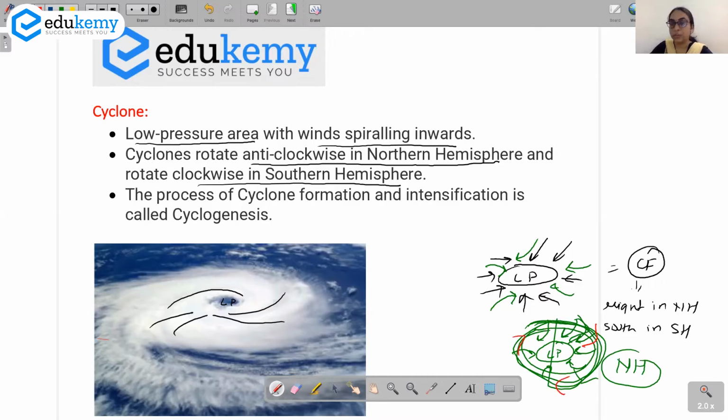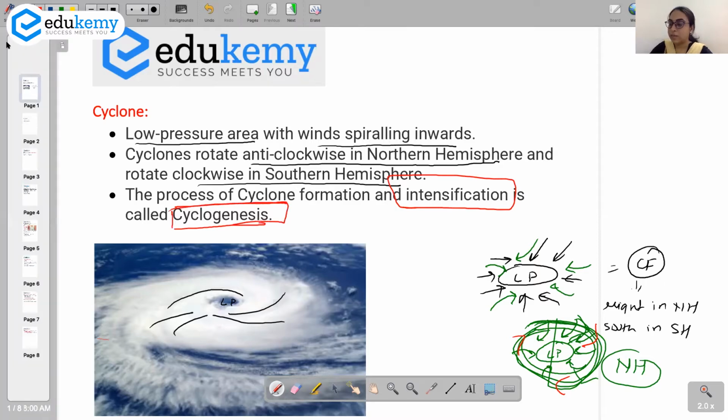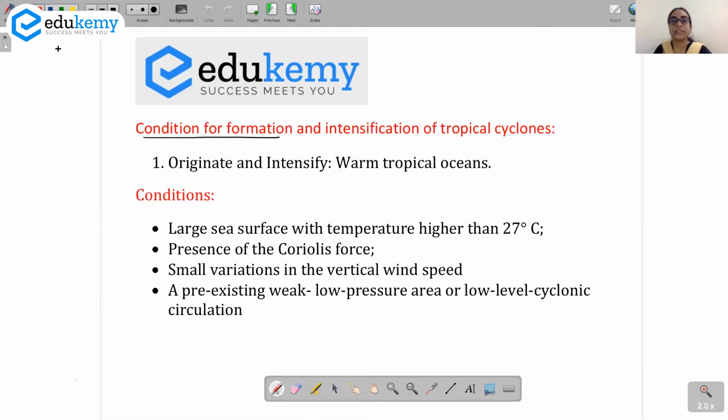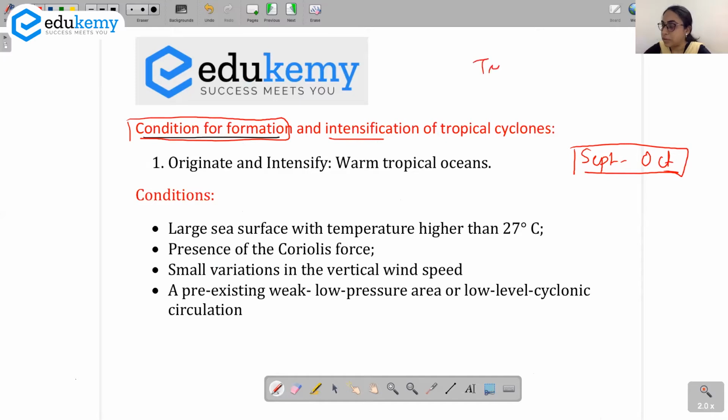The process of the formation of the cyclone and the intensification, increase in the strength, is known as cyclogenesis. Let's delve deeper into the conditions that are required for the formation of the tropical cyclone. So when we talk about the conditions for the formation and the intensification of the tropical cyclone, generally when do we see tropical cyclone? We see tropical cyclone in the late summers, that is somewhere in September and October.